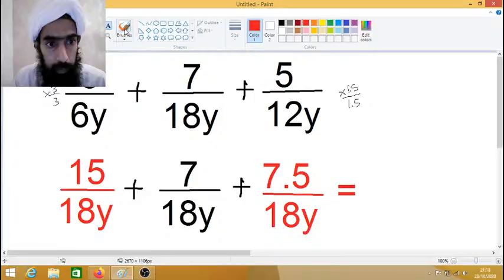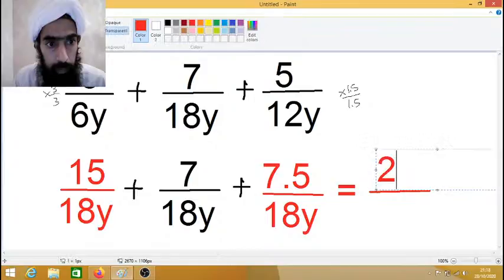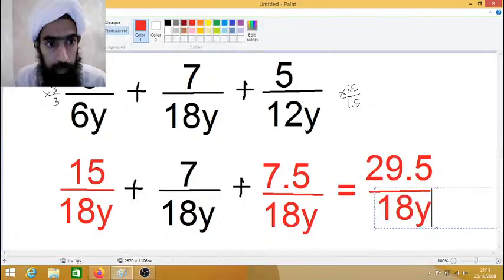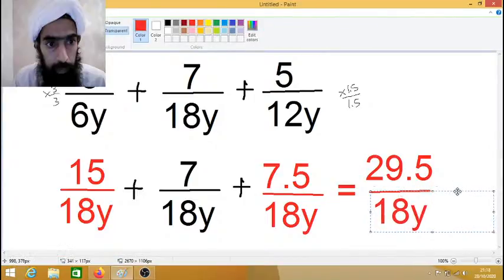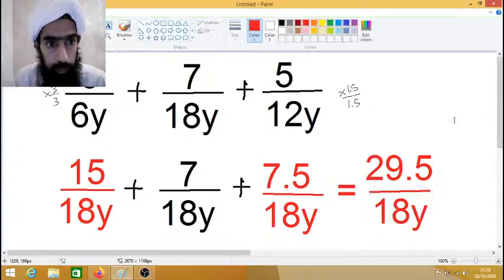So on the top, 15 plus the 7.5 plus the 7, that will make 29.5. On the bottom, 18y, it all matches, so I can just write 18y. Okay, not too happy with the decimal, but it's fine, you can get away with that. If you wanted to, you could double this, and that would be 58 over 36y, but I'm just going to leave it as that, that's fine for now.